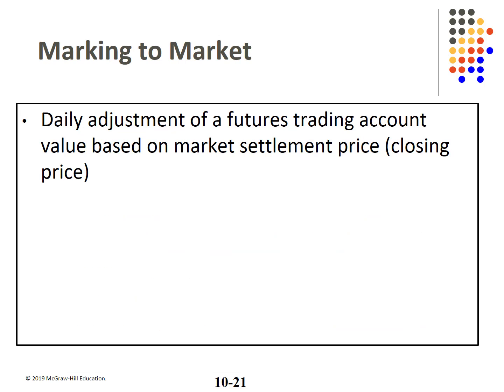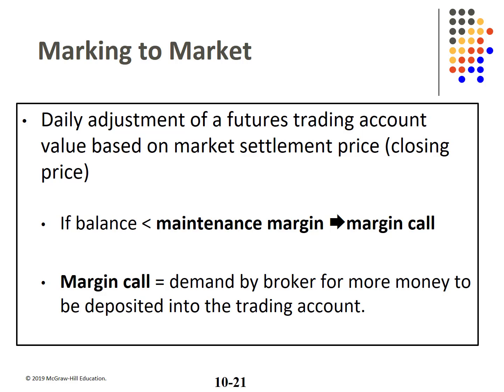Marking to market is a daily adjustment of futures trading accounts based on the closing or settlement price in the market each day. If an account balance falls below the minimum maintenance margin level, then the investor gets a margin call. This is designed to discourage defaults, since it keeps an account from getting too far out of the money.